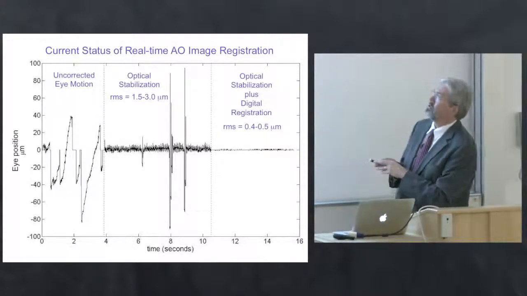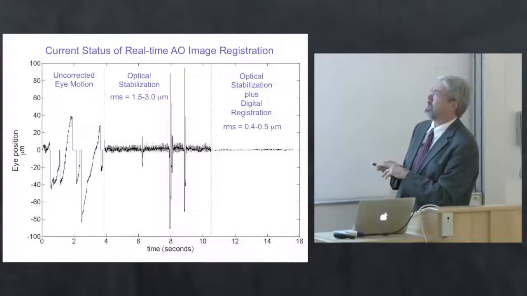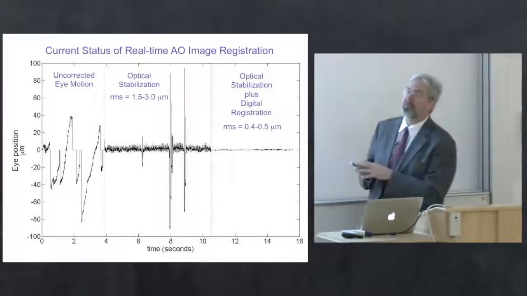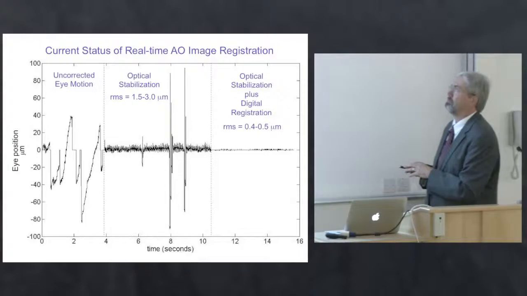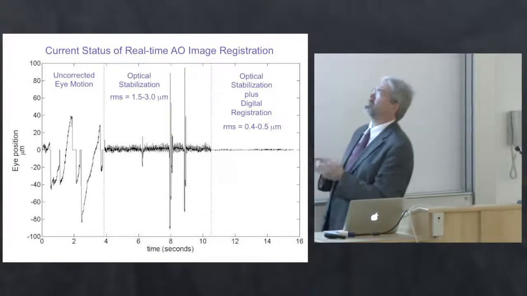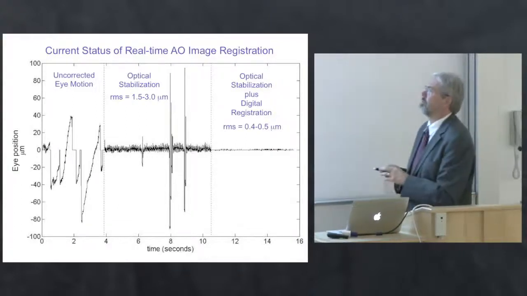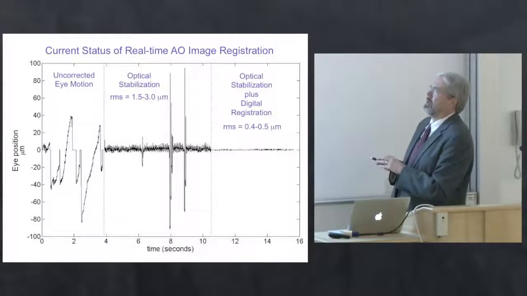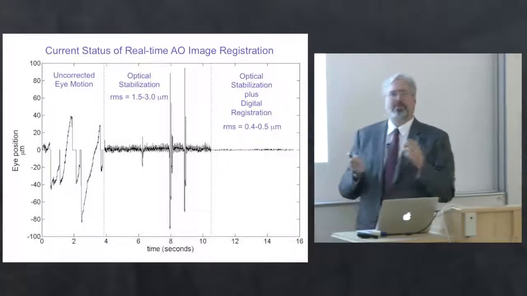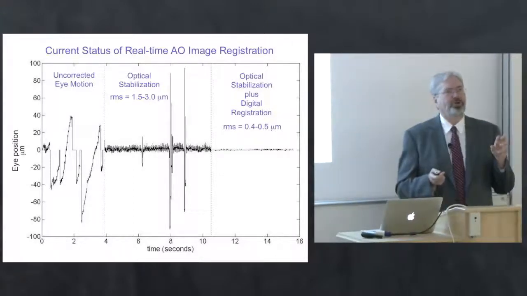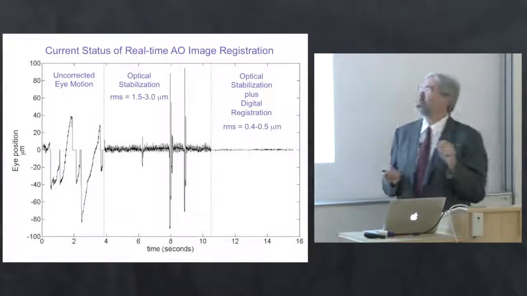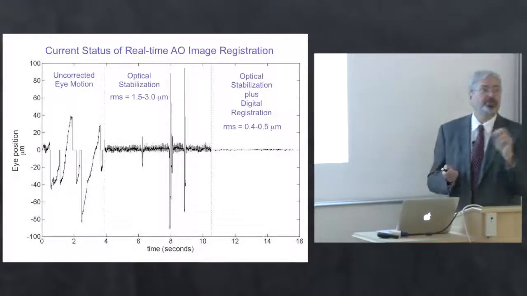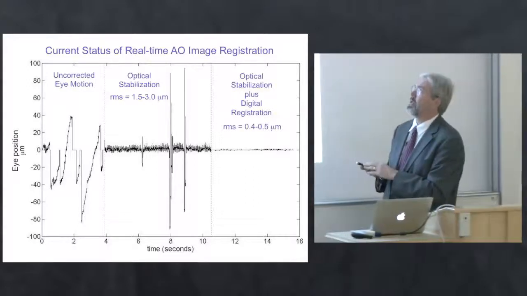So here's a trace obtained with our latest instrument. This is one we're developing in collaboration with Canon, who is developing adaptive optics scanning laser ophthalmoscope prototypes, and we'll be selling them in the relatively near future, making them widely accessible. And so the method we're using is a hybrid method. It has both an optical stabilization component to it, as well as a digital registration method, and I won't elaborate on the details of that.